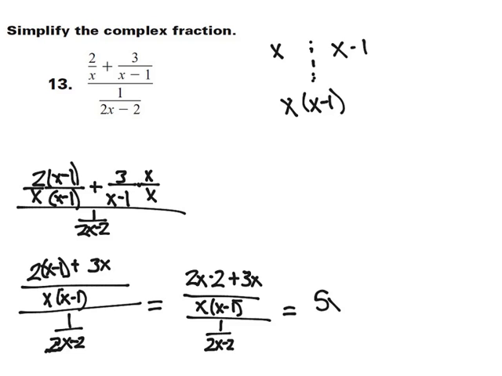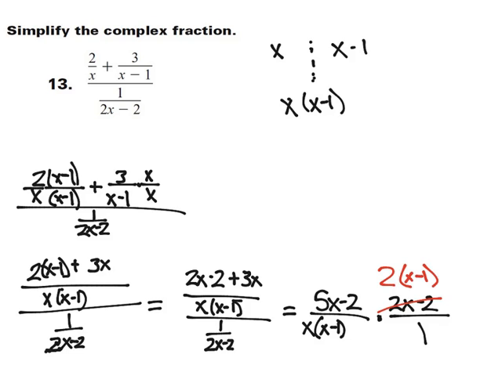End up with 5x minus 2 when I add up the 2x and the 3x, over x minus 1, times, and then it's 2x minus 2 over 1. Okay, that 2 has a GCF of 2, so x minus 1. So the x minus 1's can cancel. We multiply the top by 2 then, which will give me 10x minus 2 all over x. And that is the solution.